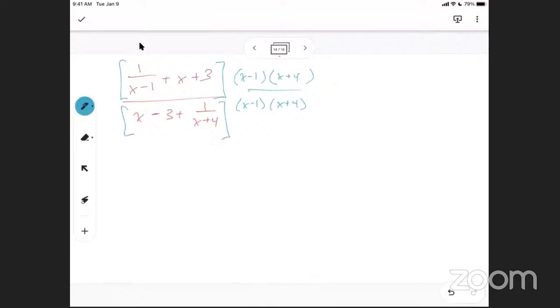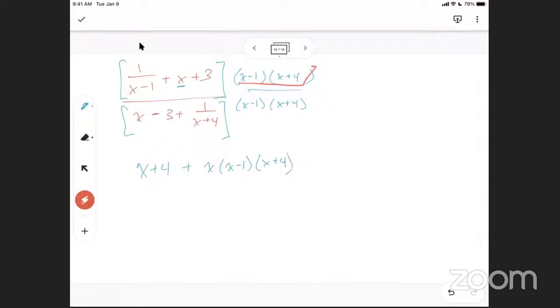Now follow me. When I multiply this into this first term, what cancels out? x minus 1 cancels out, and all I have left is 1 times x plus 4. When I multiply it into the second term, nothing is going to cancel, so this whole thing has to get multiplied by this. So it's x times x minus 1 times x plus 4.